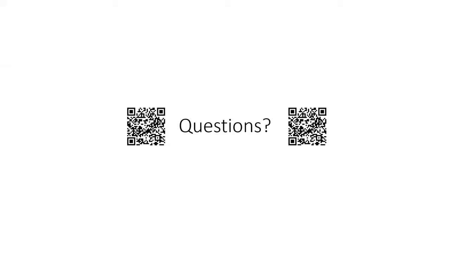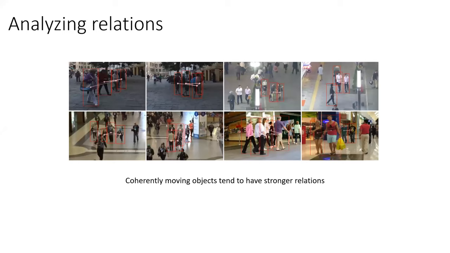I have one question. Can we apply this also to normal object detection, if we can find the context, the object-object relationship? Do you think it can help also to identify, for example, occluded objects and so on? Yeah, definitely. That's currently a direction that we're looking forward to.